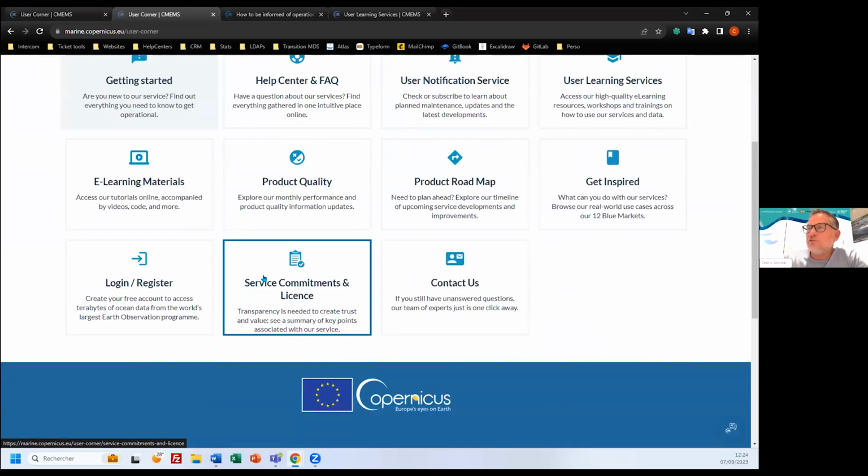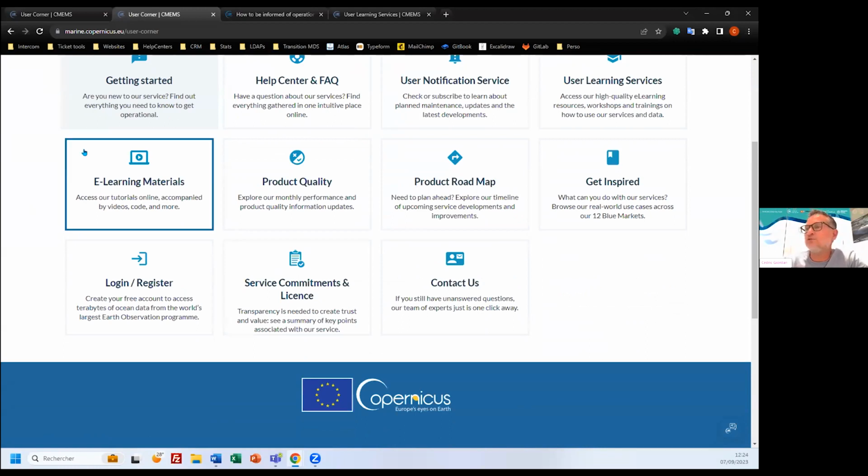Service commitment and license. Inside, it's more a legal document to give details on our commitments, the time to answer to your question, to fix incidents, etc. So I'll let you discover this document.